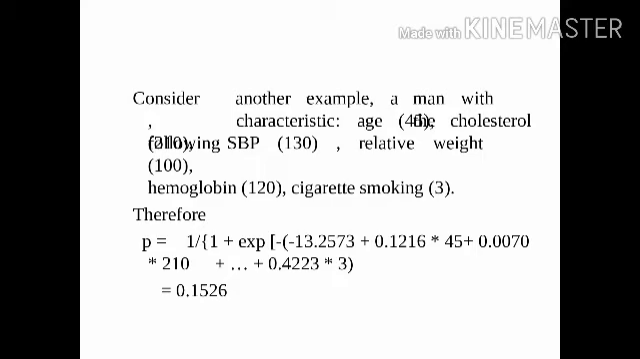Another example: a man with the following characteristics: age 46, cholesterol level 210, SBP 130, relative weight 100, hemoglobin 120, and cigarette smoking coded as 3. 3 means what? More than 1 pack of cigarettes per day. Therefore, the probability of CHD for the corresponding patient will be 0.1526.